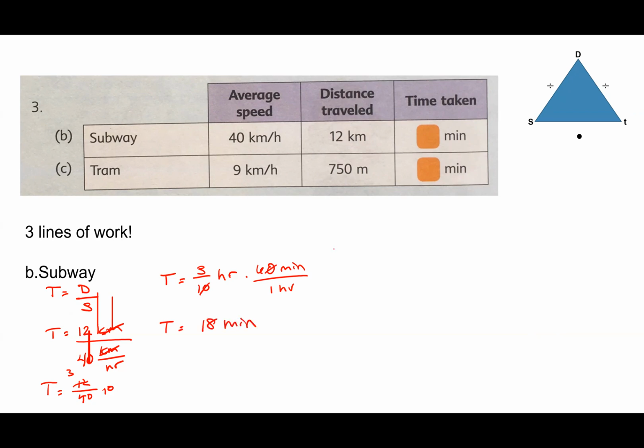Okay. Who got letter C? Nobody got that far? Okay, let's do it together. All right, we're trying to find the time taken of a tram that was moving at 9 kilometers per hour and it traveled 750 meters. Okay, let's go ahead and we'll just use the formula. So time equals distance over speed.